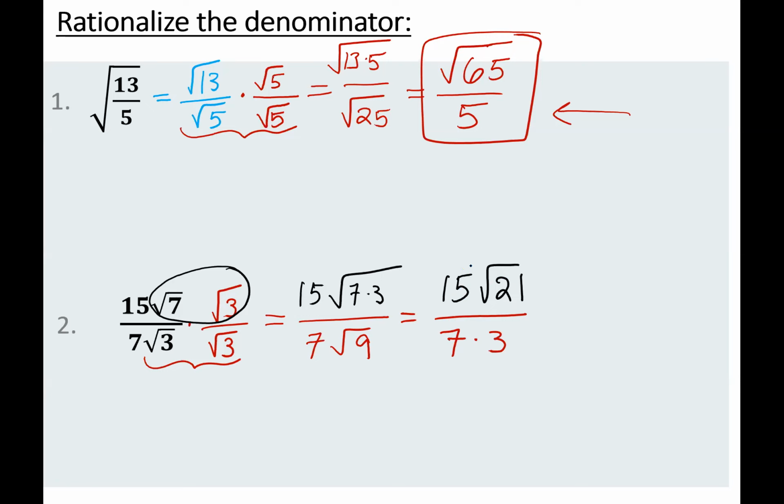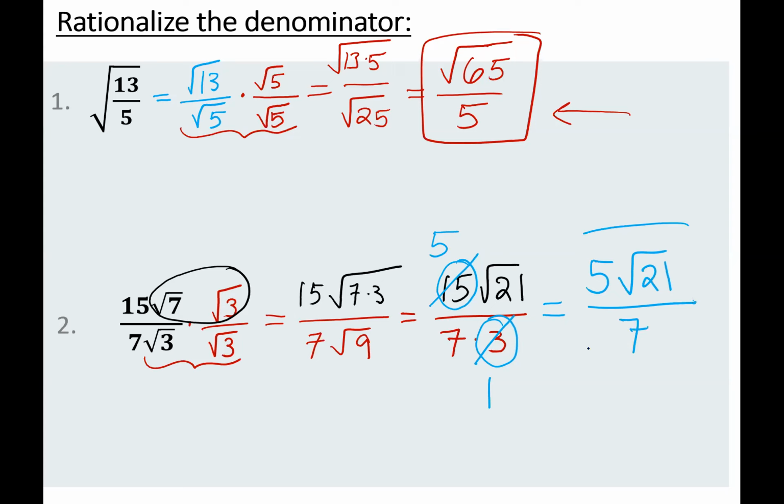But yes, it can. It can be divided by 3. So let's take this 15 and 3 and we'll reduce. 15 divided by 3 is 5. So that 15 over 3 is really like 5 over 1. So finishing up, I now have 5 times square root of 21 in the numerator over 7 times 1, which is just 7, in the denominator.